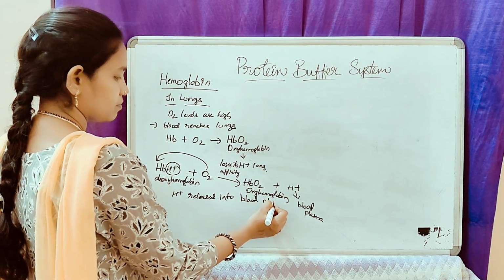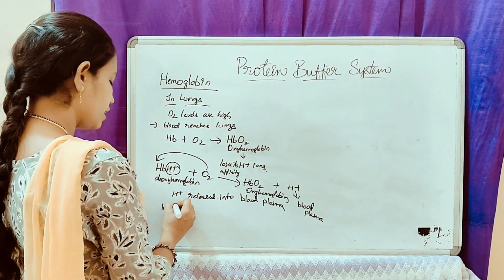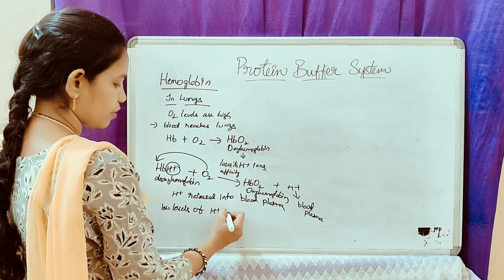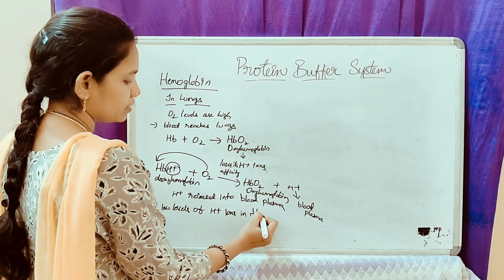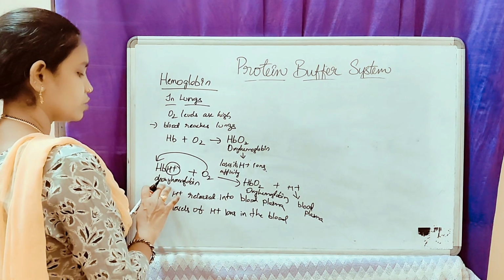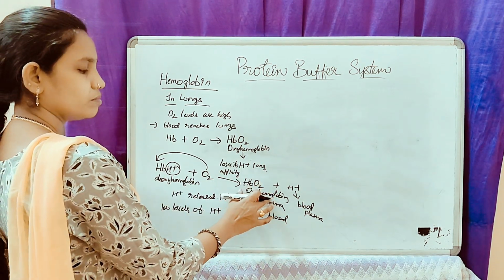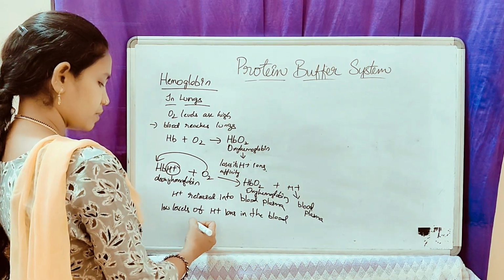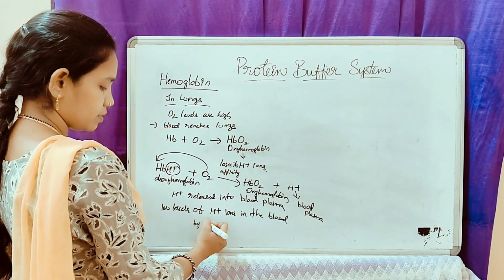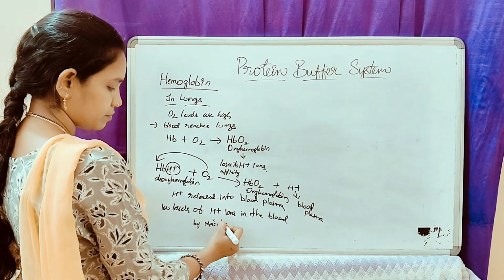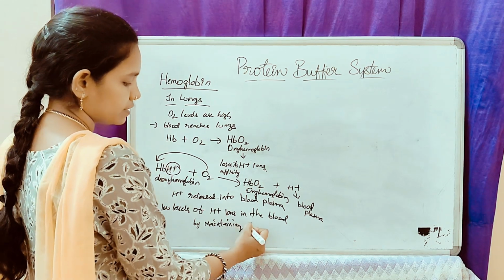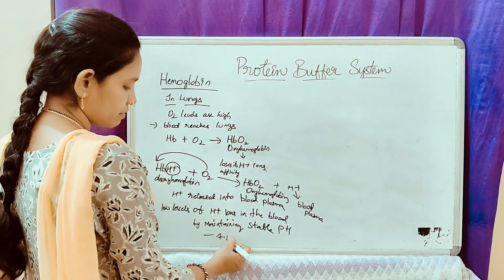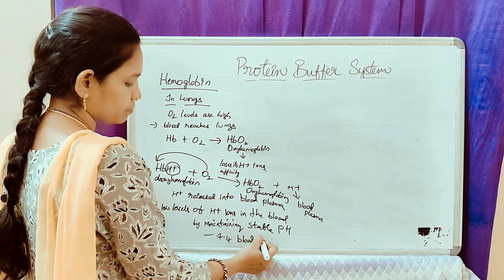So when there are low levels of H plus ions in the blood, the deoxyhemoglobin combines with oxygen to form oxyhemoglobin, and H plus ions will be released into the blood plasma, maintaining a stable pH, that is around 7.4 blood pH.